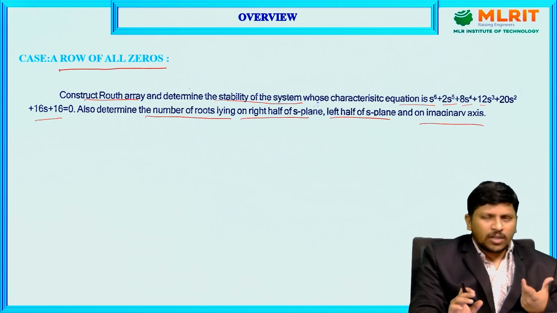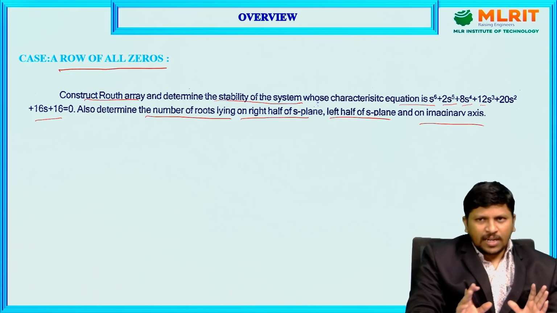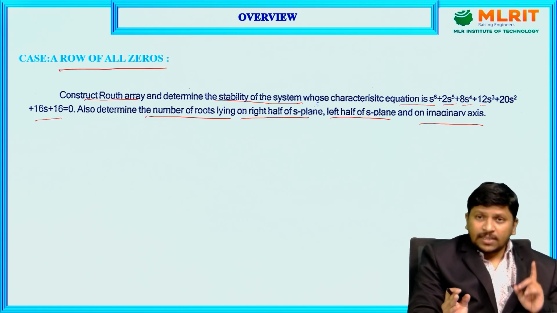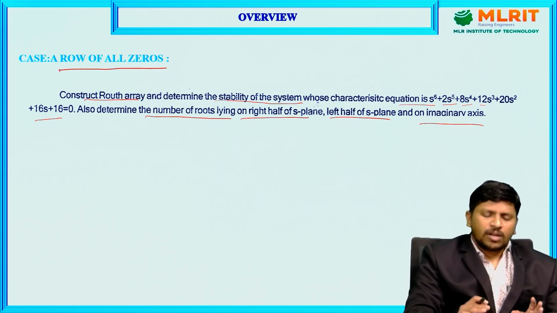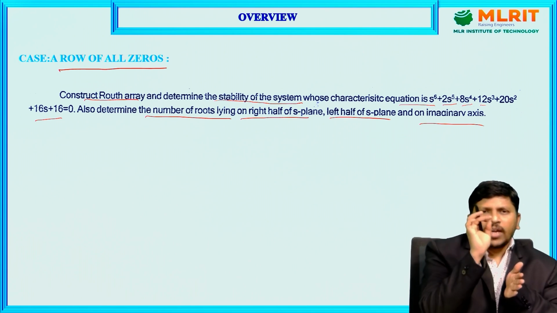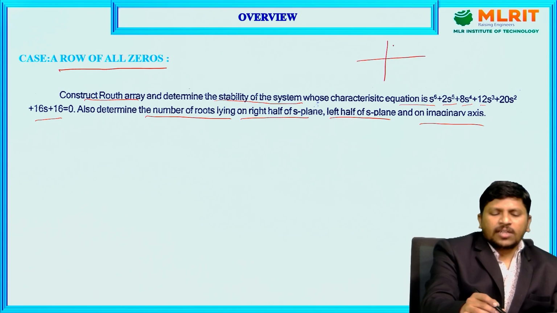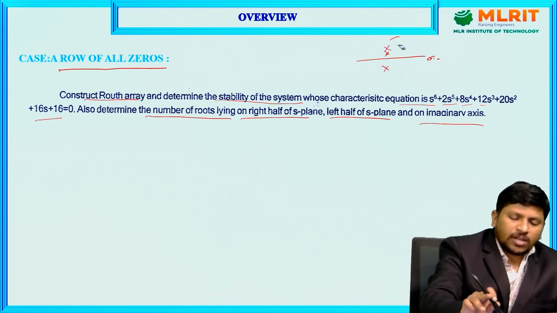If an all-zero row is available in the array matrix, then you get a marginally stable system. Marginally means that some roots are available on the imaginary axis, as opposed to the real axis. This is why we say marginally, so you can remember this word.